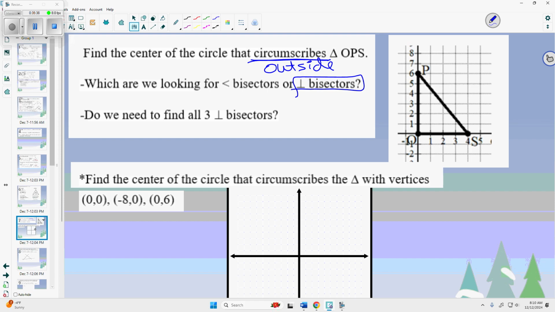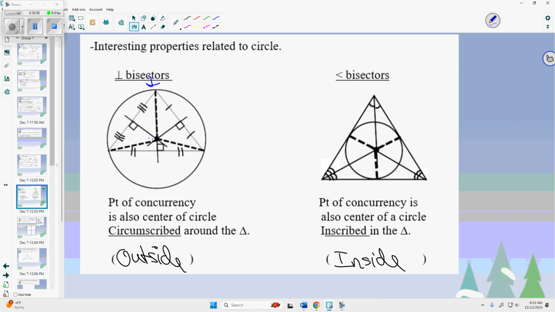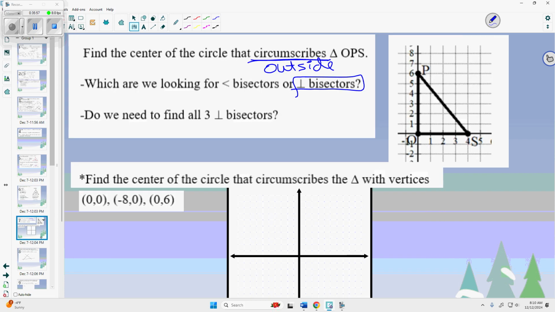Do I have to do all three? Do I have to handle the third one? What do we know about all three of those lines? Where do they meet? Where do all three perpendicular bisectors meet? In the middle at that point, right? So if I find two of them, will I find that point? Because if two of them meet there, the third one's going there anyways, right? So we just got to do two to be able to find this point that circumscribes it.